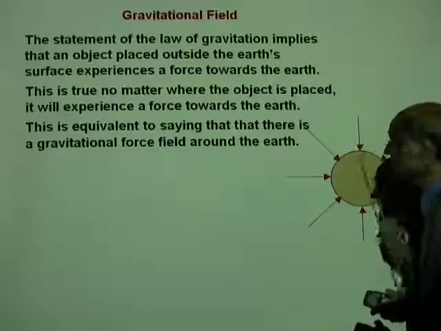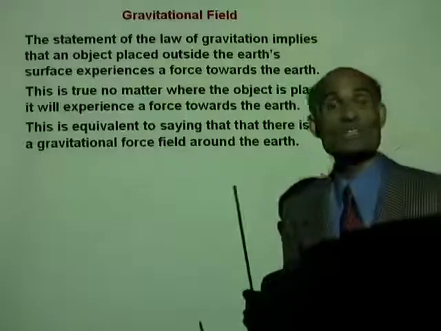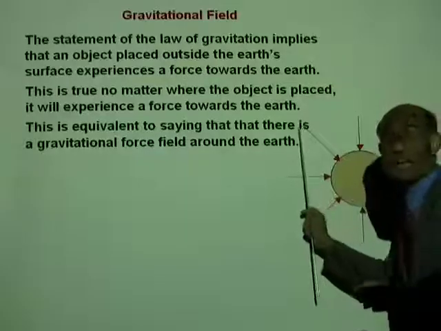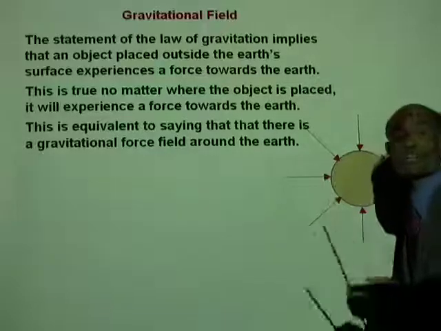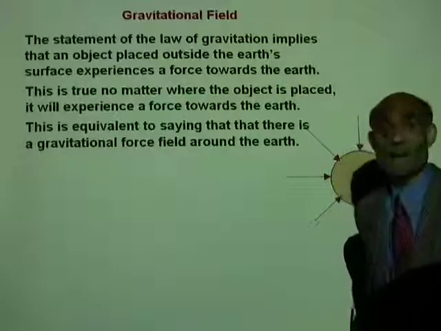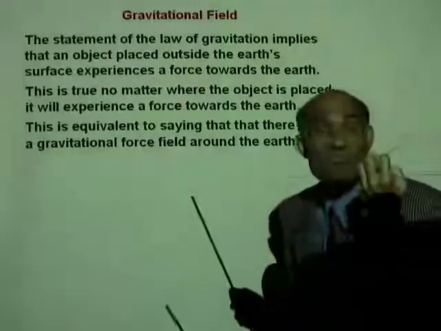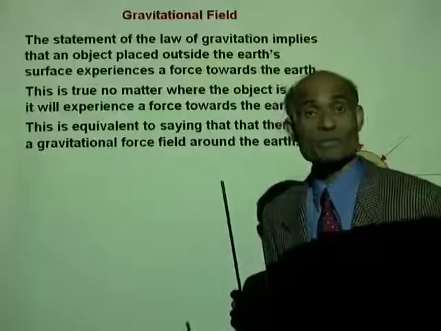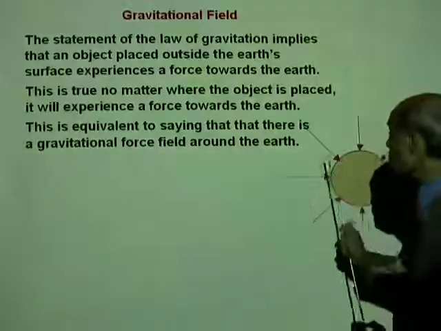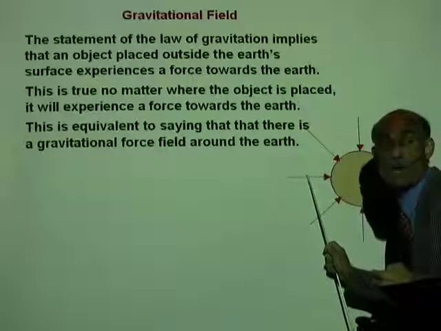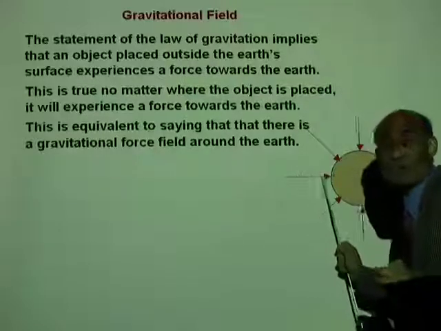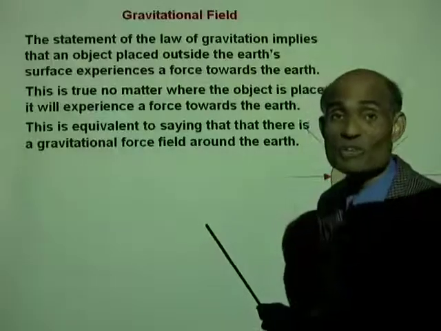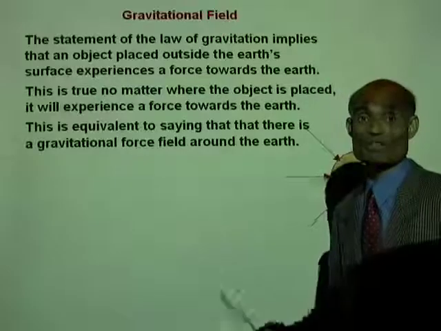Now, why have I used the arrows pointing towards the Earth to represent that field? I have used arrows to show that the direction of that force is directed towards the Earth. That means the field is a vector quantity. The field has a magnitude and a direction. What is the magnitude? Magnitude is the amount of force an object will experience, and the direction is towards the Earth. You see, a field is a vector. It has a magnitude and a direction.